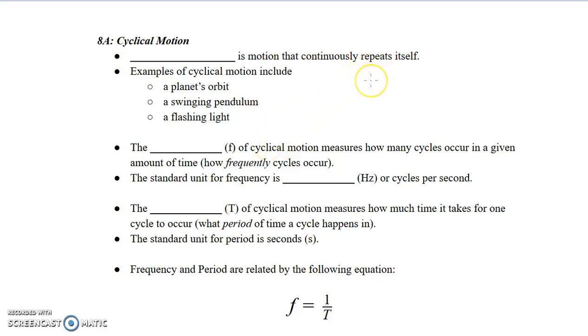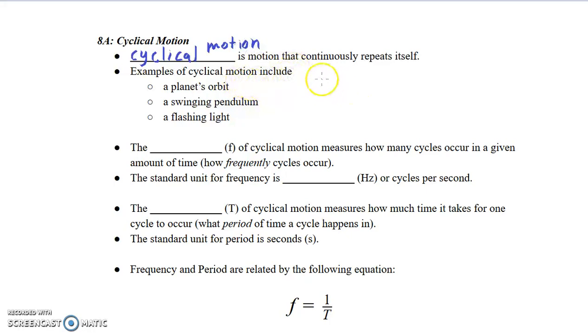Okay, we'll get started. In this section we're going to be looking at 8a, which is cyclical motion. So cyclical motion is motion that repeats itself continuously. Some examples of that are down here.